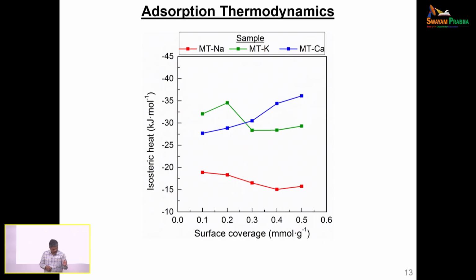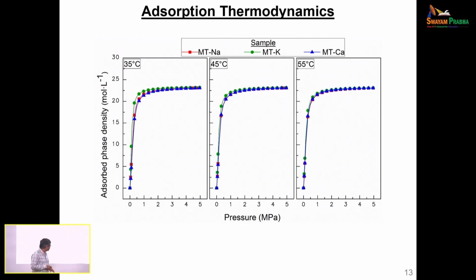Now the second one: the isosteric heat we also tried to compare, so that it can tell whether it is physisorption or chemisorption. Predominantly, for the material we considered, it is only physisorption. Double layer adsorption happened, so we could capture the entire phenomenon in a very neat and clean way. This is how the adsorbed phase density varies with respect to pressure. That's one of the difficulties why we could not really use the excess adsorption isotherm, because this is varying. So with this we tried to capture the absolute isotherm for a given type of material. This is one way of looking at it.